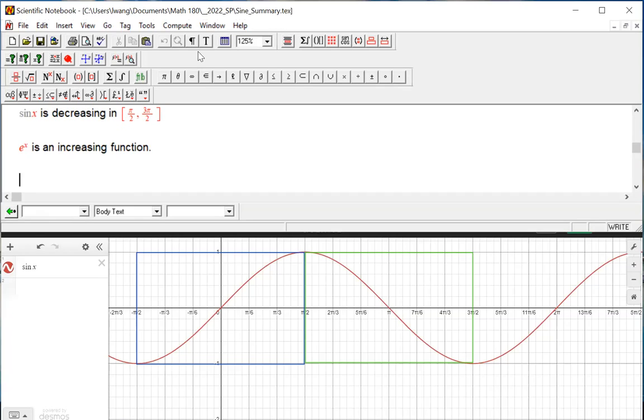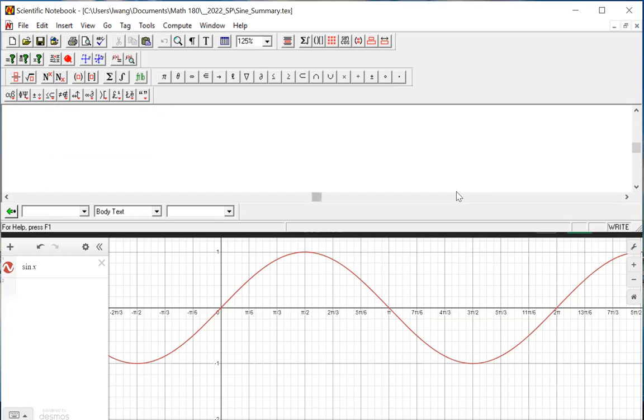The next one is the even odd function. We talk about even odd function for sine, okay? And we use this concept, right? Sine function is even or odd. Sine function is odd. How do we know it's odd?